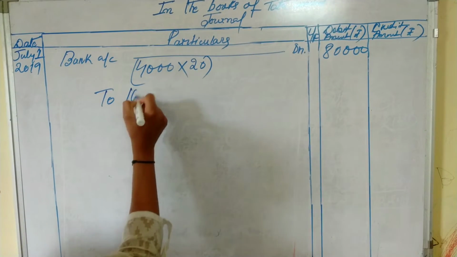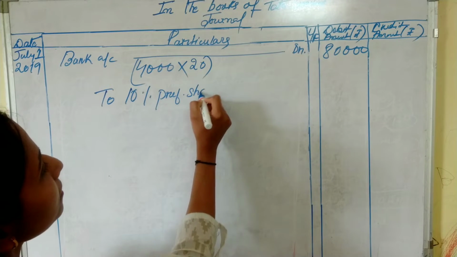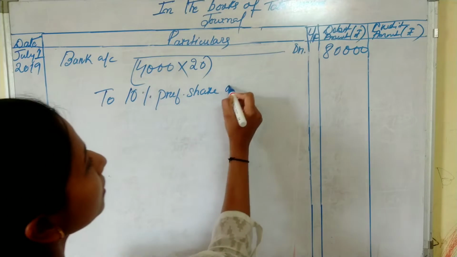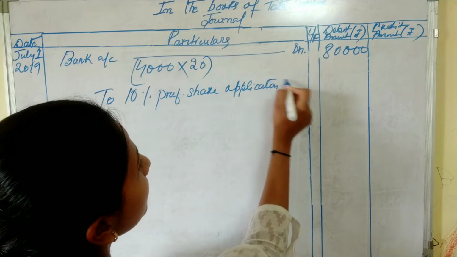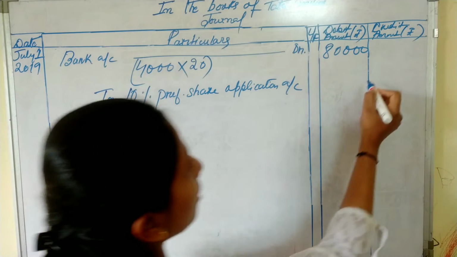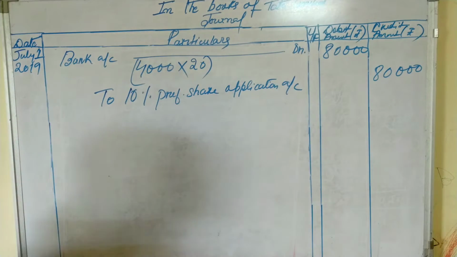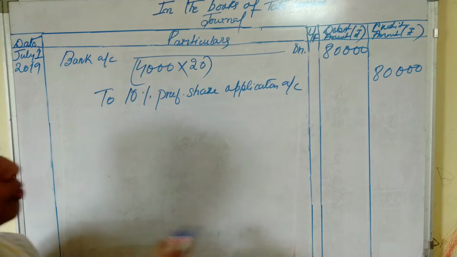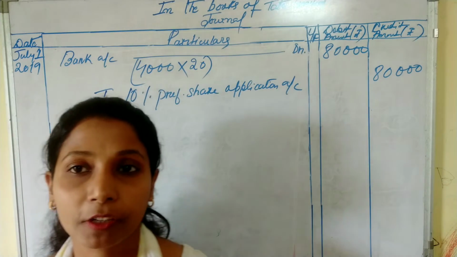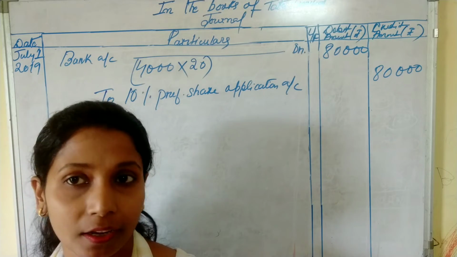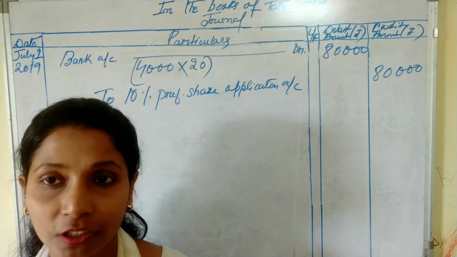To 10% preference share application account. Amount is 80,000. So see, bank account debit to 10% preference shares application account. The amount so received is against application money.